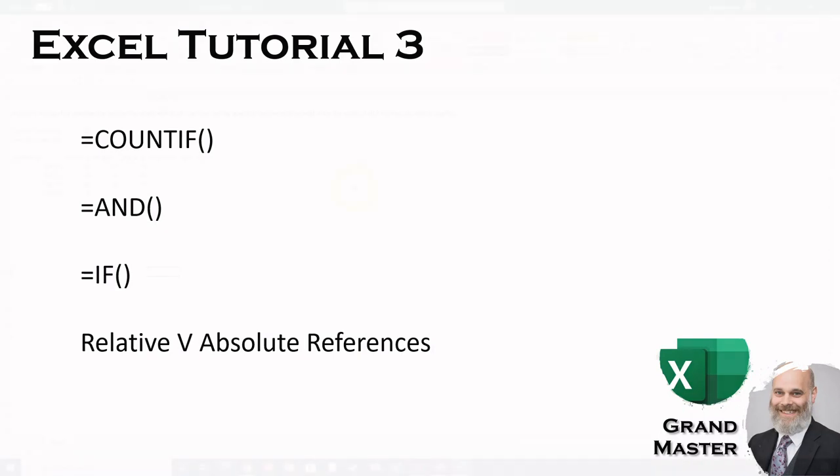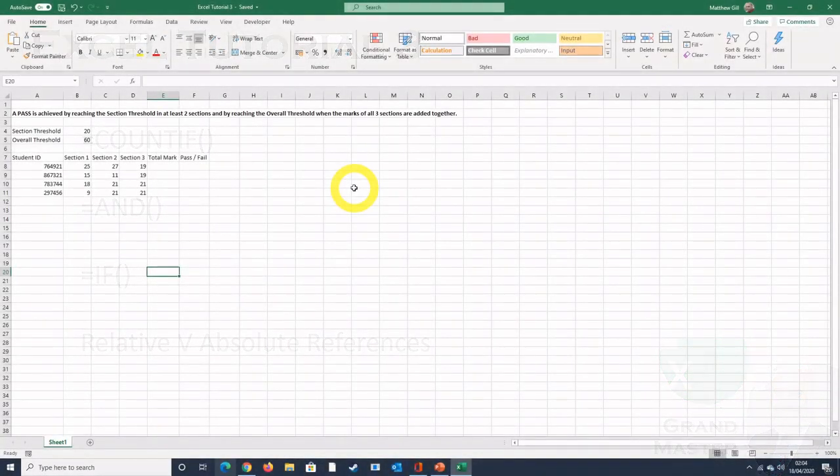I have started up a spreadsheet for the exam results scenario, and we will take the build through to the conclusion. You can see at the top of the sheet that we have rules for reaching a pass grade on this test. Below that, there is the section threshold and an overall threshold. Finally, below that, we have a list of students and the marks they got in each section for the exam.